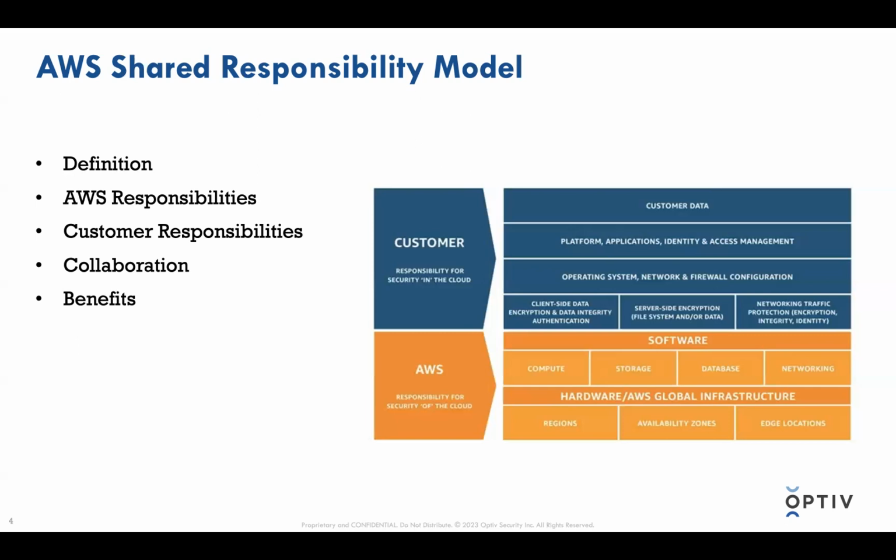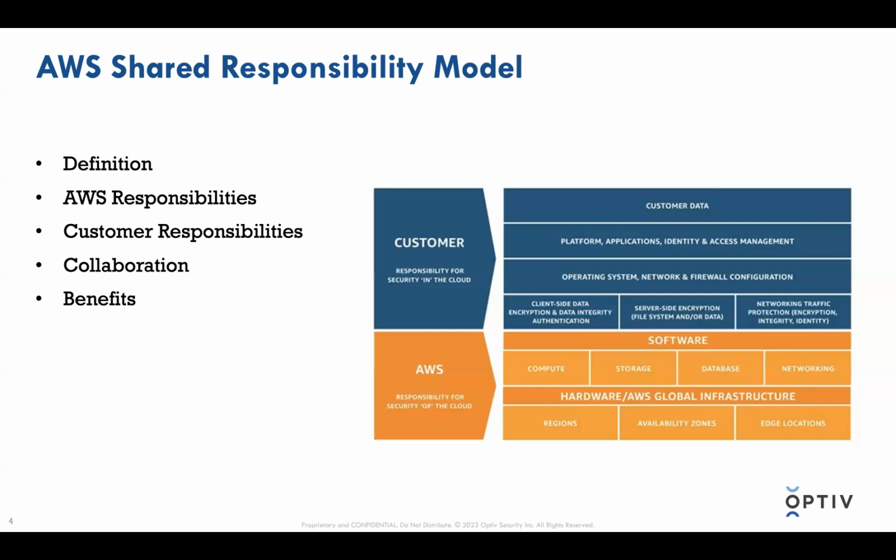But let's not forget the collaborative nature of this model. AWS provides you with the foundation, the expertise, and resources, but it's a joint effort to secure your cloud environment. By understanding and leveraging the security measures provided by AWS, you can effectively protect your applications and data. Regularly monitoring and updating security configurations is essential to maintain a robust defense against evolving threats.